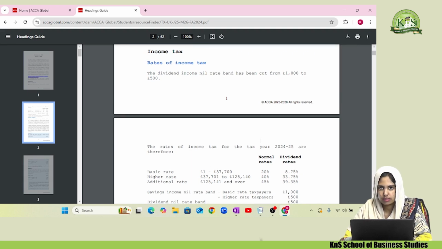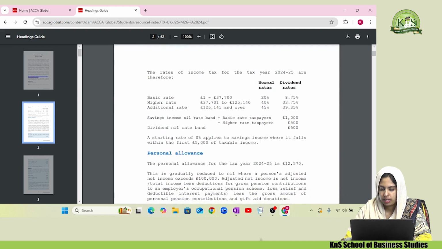Now, if a person is earning dividends of around 1,000 pounds, previously the 1,000 pounds was not taxed. Nil rate band means that this amount is exempt, no tax would be there. But now the change is that from 1,000 it has been reduced to half. Now the nil rate band will only be applicable on 500 pounds.